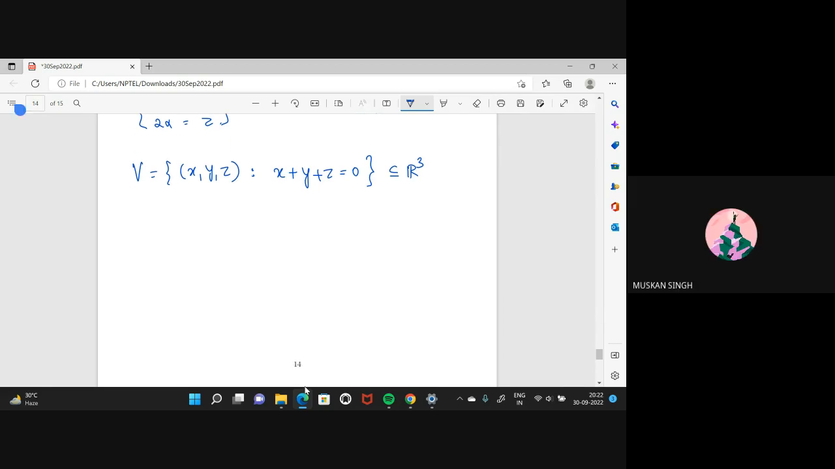So let's find a basis for this. Our strategy is to find a spanning set and then make it into a minimal spanning set.